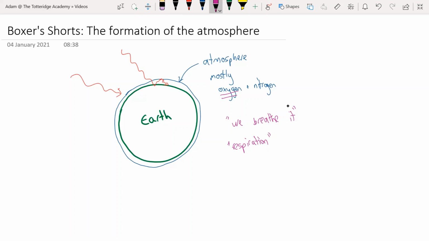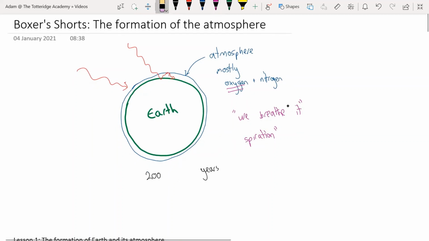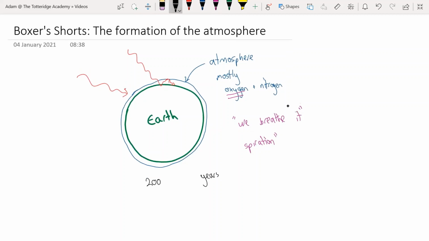So like I said, the atmosphere is incredibly important to us, but it's not always been there. And it's important to talk about the time scale that we're describing here. So humans have been around on the planet for about 200 million years, which is quite a long time. Sorry, did I say 200 million years? I did not mean 200 million years. I meant 200,000 years. Apologies.